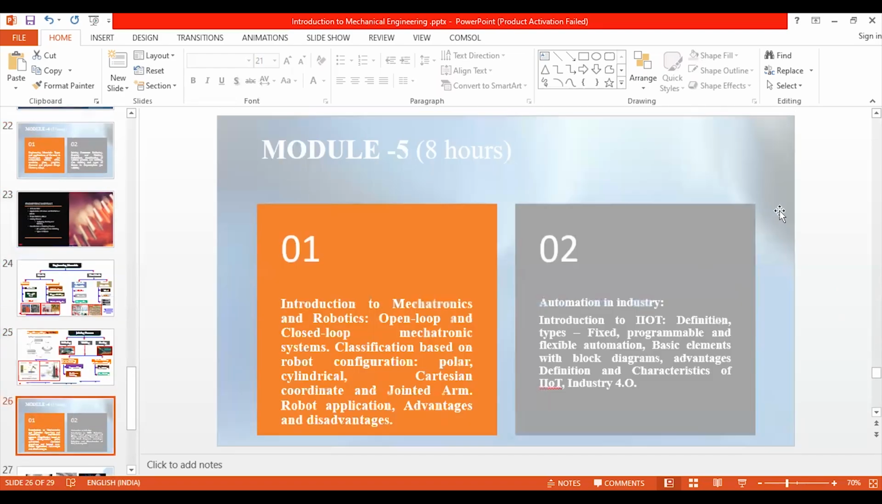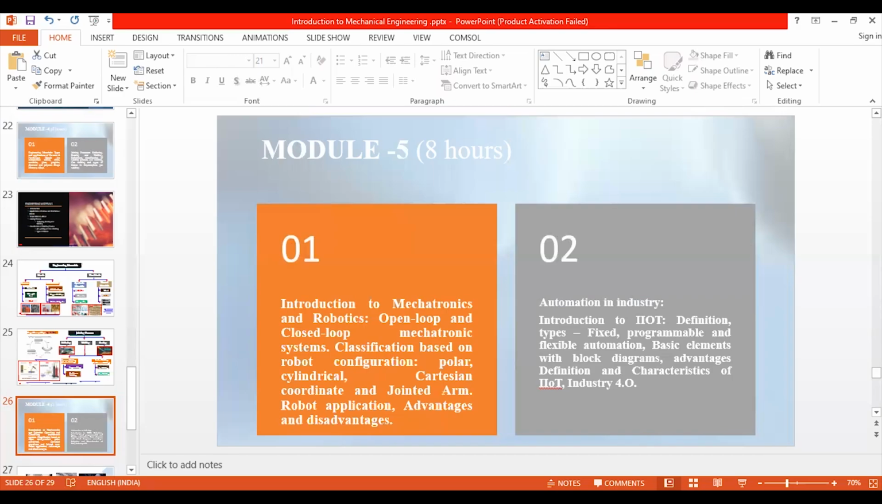Contents of Module 5. Introduction to Mechatronics and Robotics, Open Loop and Closed Loop Mechatronics System, Classifications of Robot Configuration, that is polar, cylindrical, Cartesian, and jointed arm. Application, advantages and disadvantages of robot will be discussed.